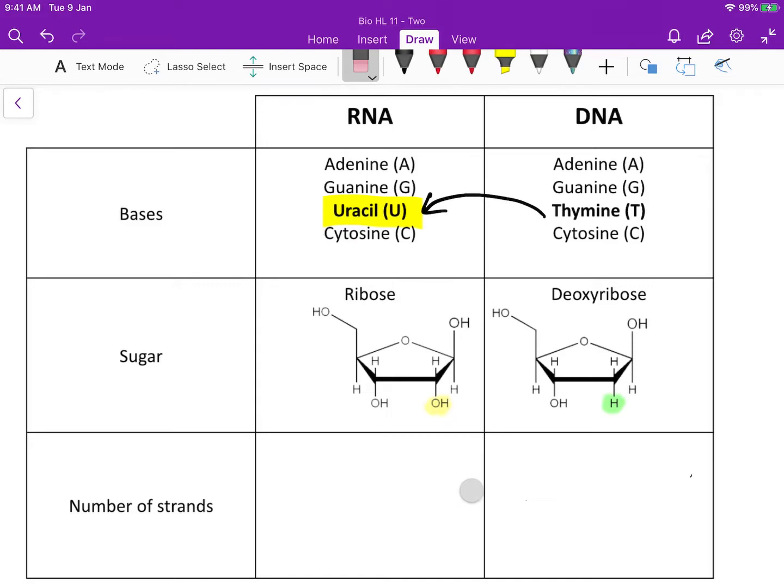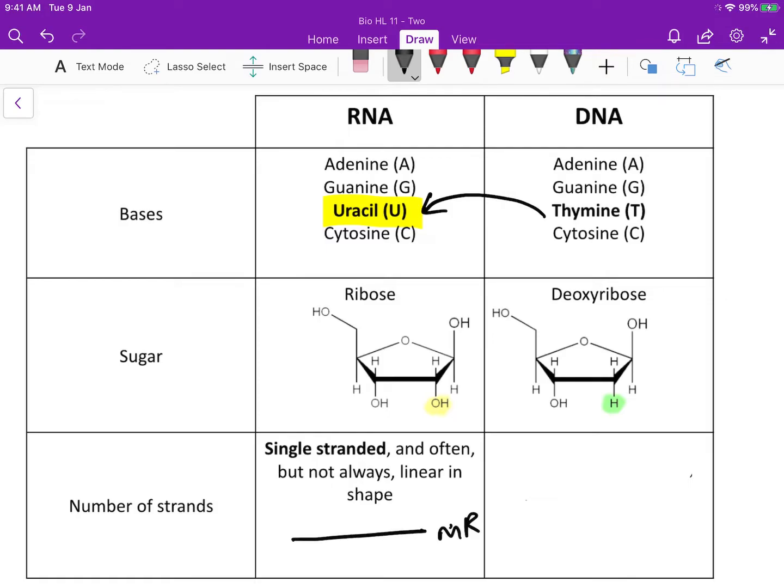Number of strands, well, RNA is a single strand and it's often in a linear shape, but not always. It can form some weird shapes. It can form a T shape, and we're going to see something called tRNA. The linear one that we will see is called mRNA, messenger RNA, but you can get this T-shaped thing, which is tRNA, and we'll see that later. But it's always single-stranded.